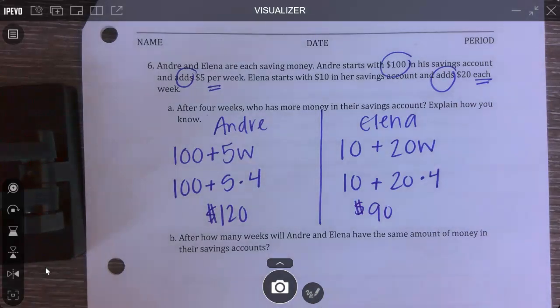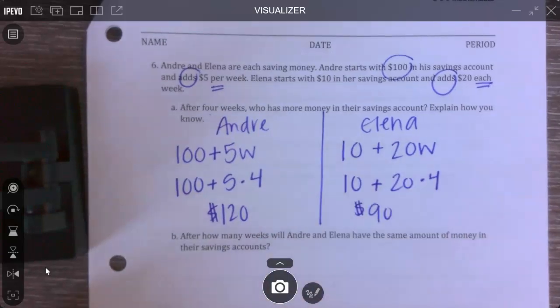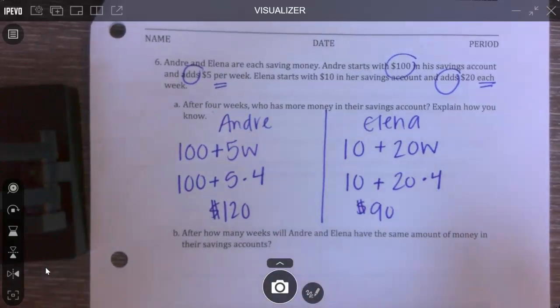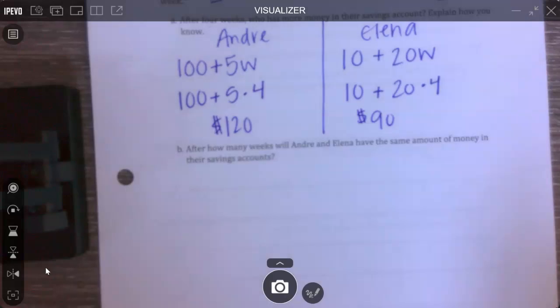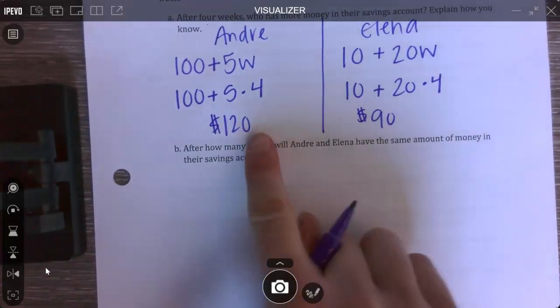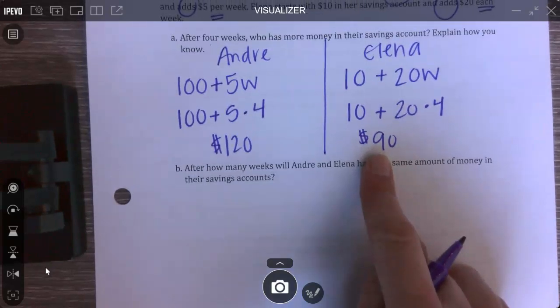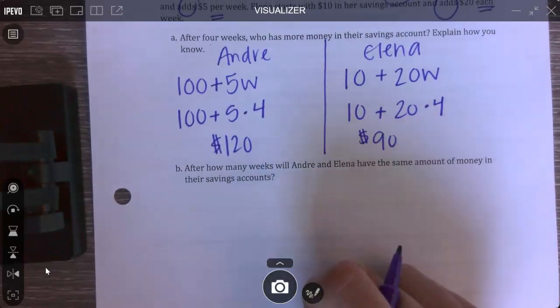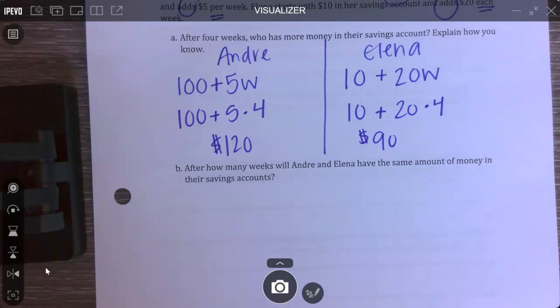That's all I needed to do. After 4 weeks, they do not have the same amount. Part B wants to know how many weeks it will take for them to have the same amount. I want these numbers to match. Well, we know after 4, that's not enough. So you could just start plugging in numbers.